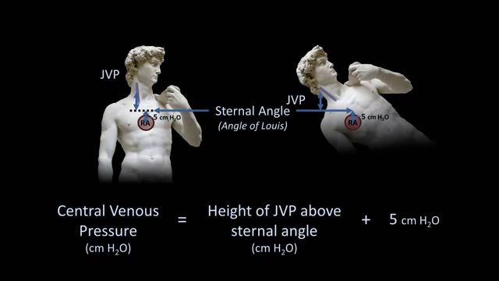This central venous pressure is a key physiologic parameter that provides insight into whether a patient is dehydrated, in which JVP is unusually low, or in heart failure, in which JVP is unusually high.